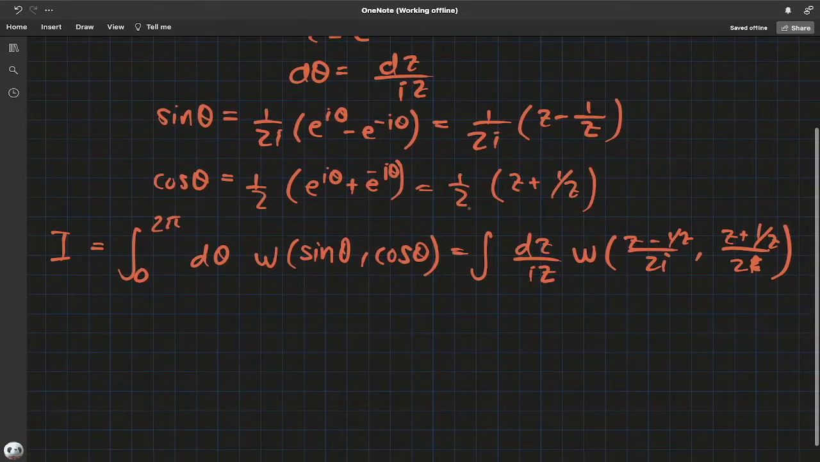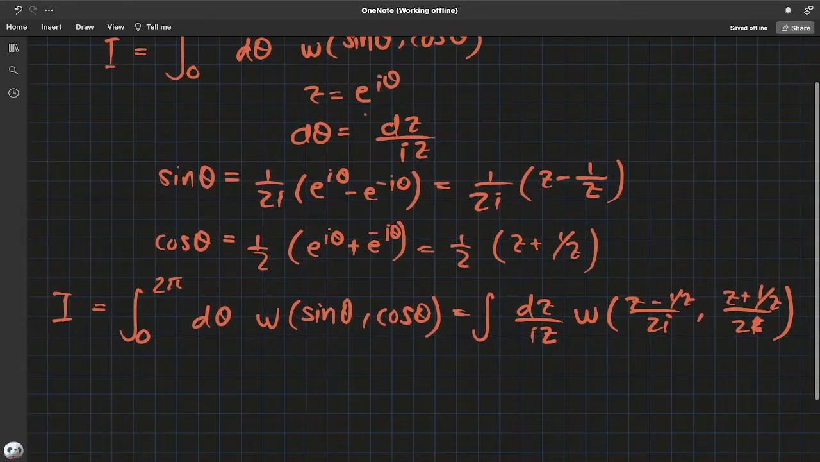And let's look at the upper and lower bounds. The lower bound is 0, so you plug in 0 in place of theta and see what value of z you get. Well, you get e raised to 0, which is 1. Fine. If you plug in 2 pi, e raised to 2 pi i is also 1. So is this an integral from 1 to 1, that is 0?